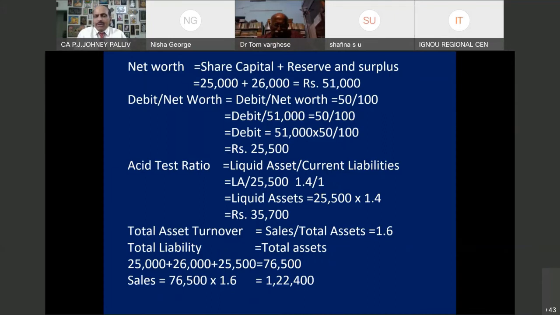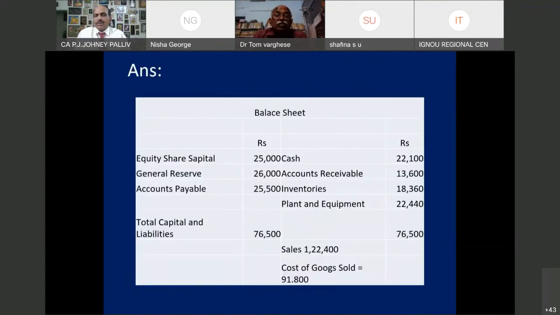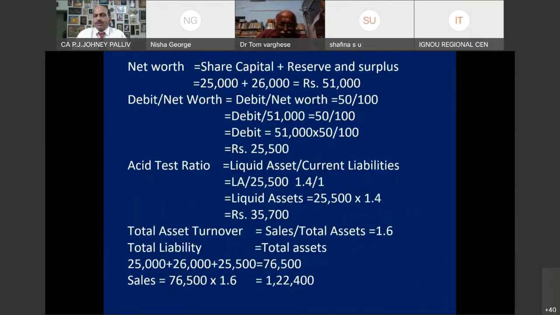What are the components of liquid assets? What are the items coming under liquid assets? Liquid assets means assets which are easily convertible into cash. So, what is the total of liquid assets? 35,700. So the liquid assets consist of cash and account receivable.